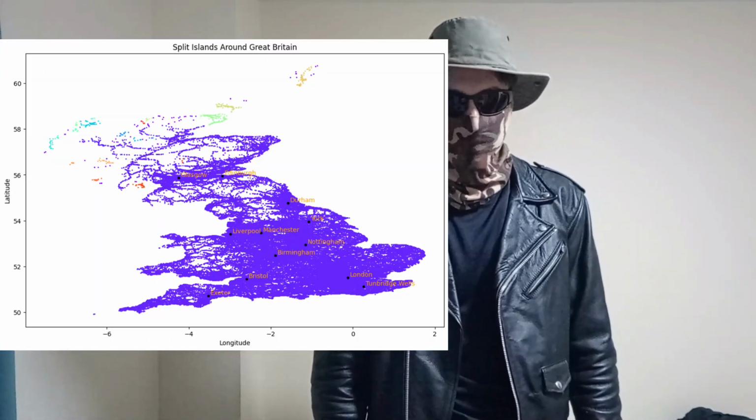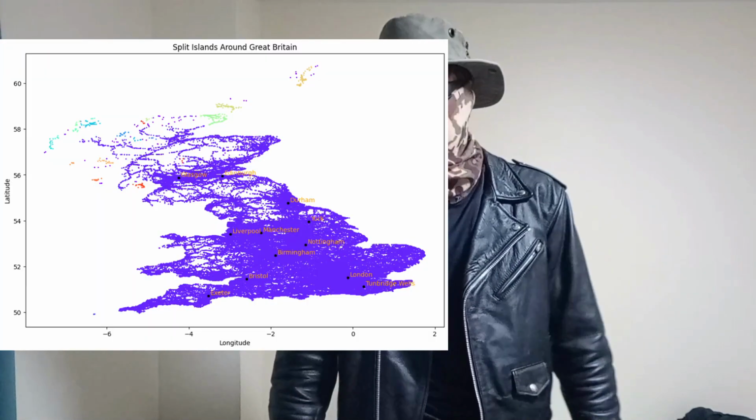I wanted to group each separate island on the map into its own cluster so that I could draw an outline around each one of them, and this was the result. To get the outline of Great Britain and all the islands, I first had to remove several anomalies that formed their own giant box around most of the plot.